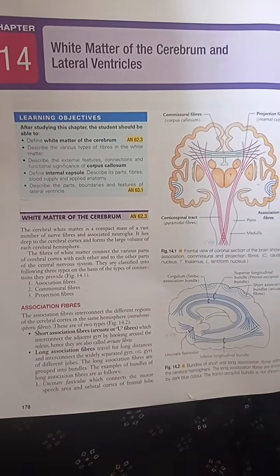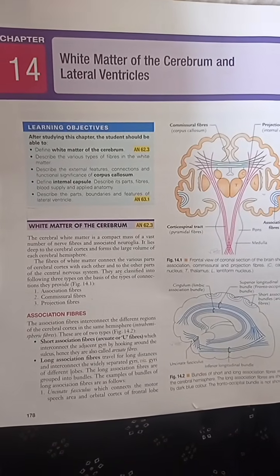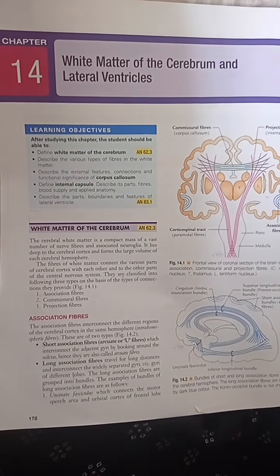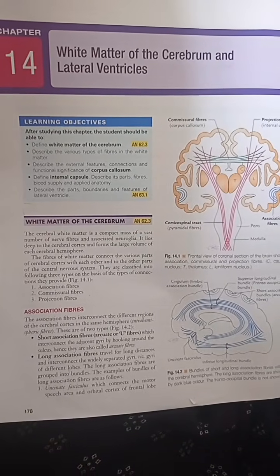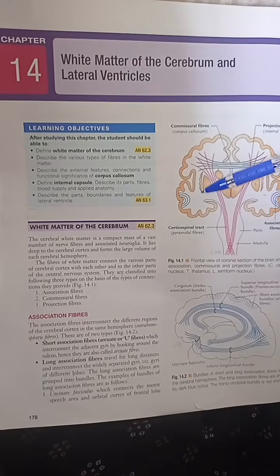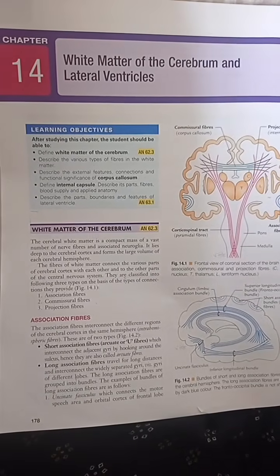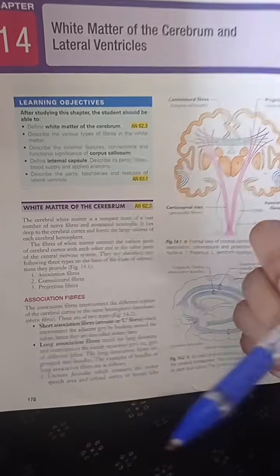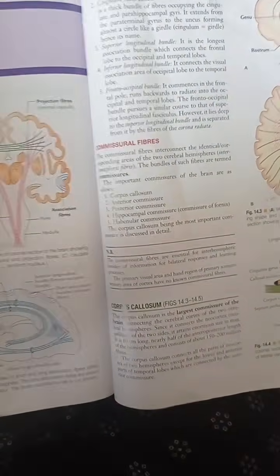Association fibers are also known as intrahemispheric fibers. Intrahemispheric means they are connecting the regions within the same hemisphere. For example, there are two types, short and long. Short association means they are connecting the adjacent gyri, and long association means they are connecting the widely separated gyri. Examples are uncinate fasciculus, superior longitudinal bundle, and inferior longitudinal fasciculus.